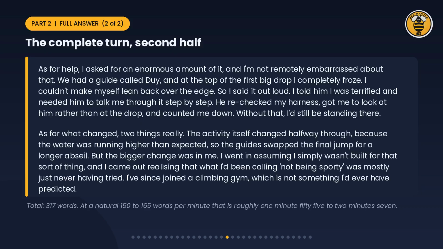And the second half, 317 words in total, which at a natural pace of 150 to 165 words per minute comes out at roughly 1 minute 55 to 2 minutes and 7 seconds. That is exactly where you want to be, long enough to fill the turn, short enough that you finish your own final sentence.